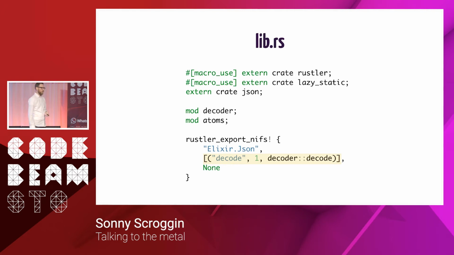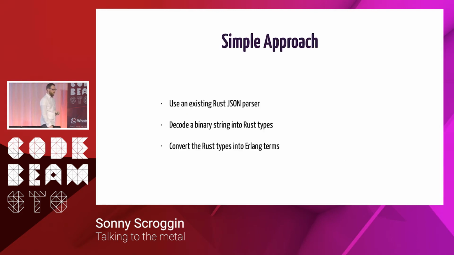All right, so this is the simplest approach here, where we're going to use an existing Rust JSON parser that's already fast and efficient. We're going to decode a binary string into Rust types, and then convert those Rust types to Erlang terms. So this is the decoder.rs module and our decode function.